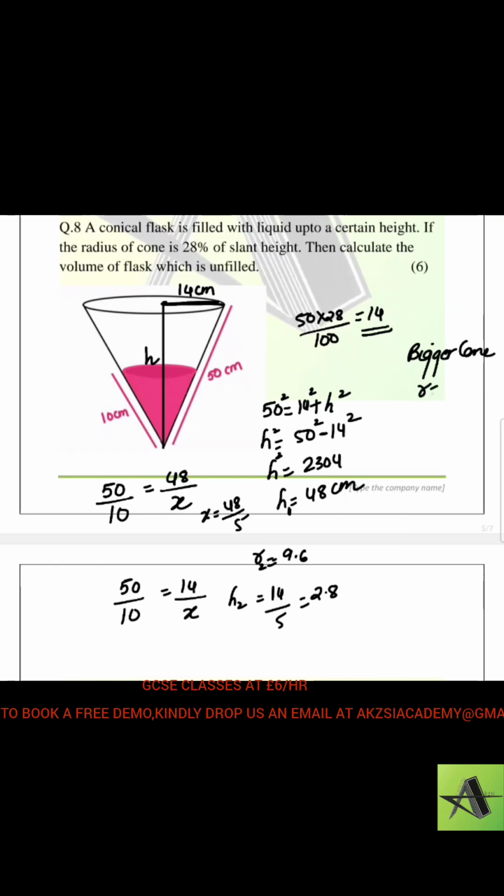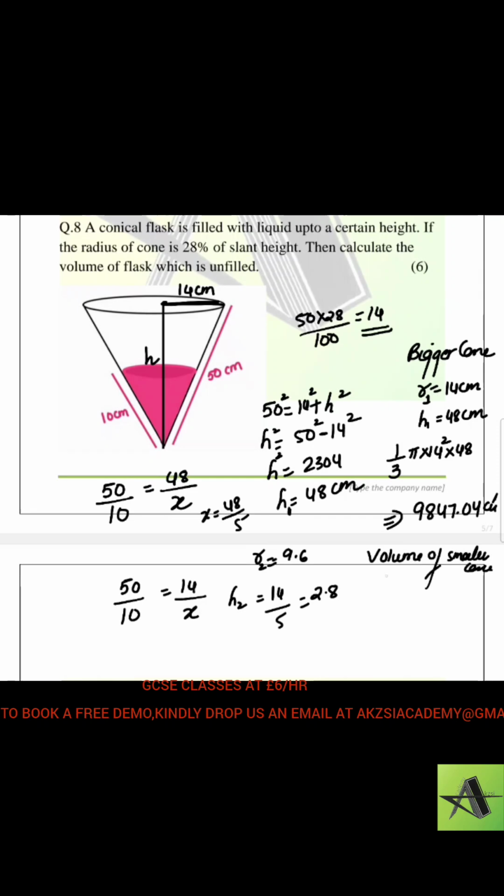Radius R1 is 14 centimeters and H1 is 48 centimeters. So the volume of the bigger cone will be 1 over 3 pi r squared h. That will give me 9847.04 centimeter cubed. Now I have to calculate the volume of the smaller cone.